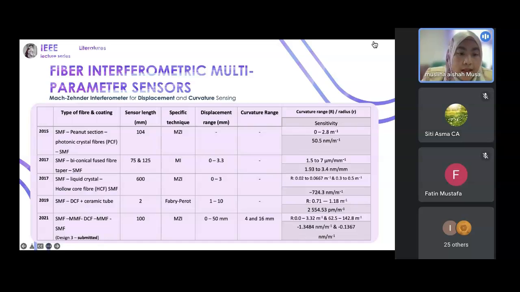Okay, here they used, in 2015, they devised an SMF with a peanut section and also photonic crystal fiber, and then coupled back to the single mode fiber.